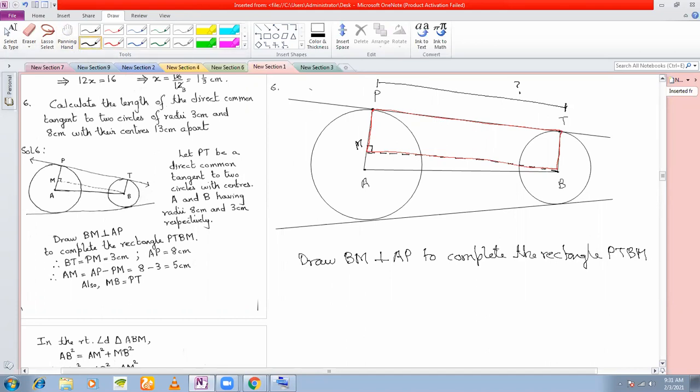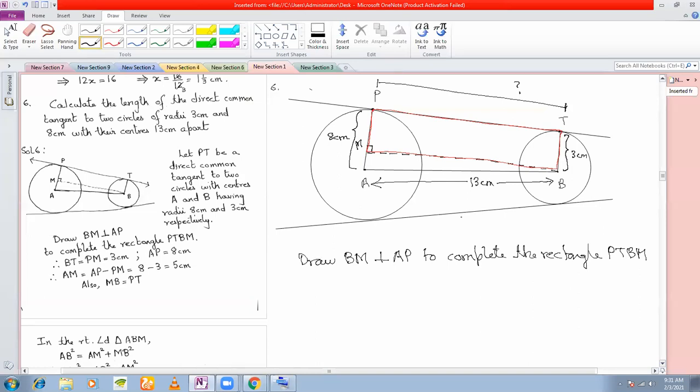Now, what is given here? The radius of this circle, this length AP, is given to you as 8 centimeters. This length is given to you as 3 centimeters. And the centers are 13 centimeters apart. That means the distance between A and B is given to be 13 centimeters.